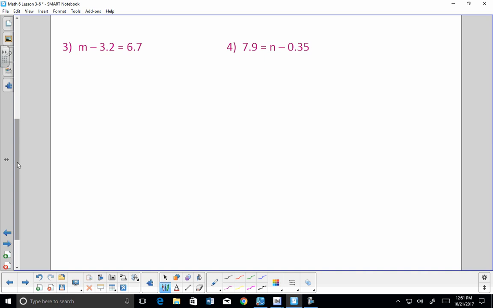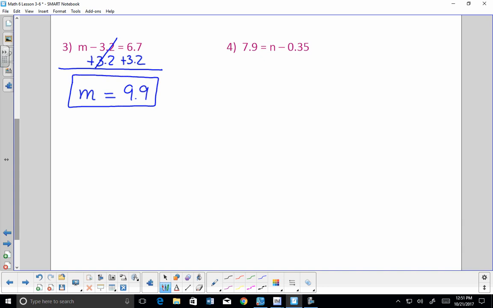So we will add 3.2 here to both sides of our equation because they subtracted 3.2 from m. Subtracting 3.2, adding 3.2 becomes nothing. So m equals 6.7 plus 3.2, which is 9.9. Okay. Again, check your equations. It's a good habit to get into.